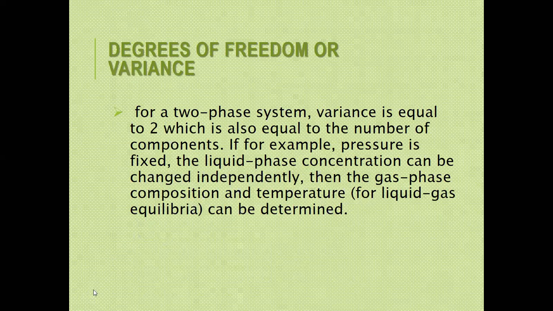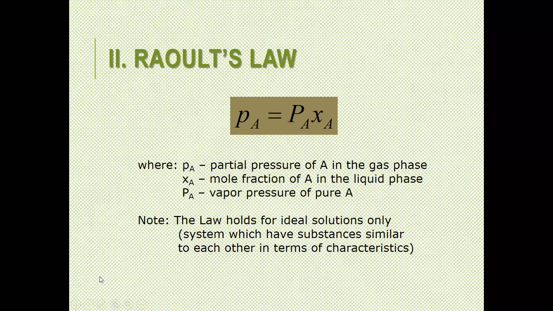Now, the second thing that will establish equilibrium, our basis for equilibrium, is Raoult's law. According to this law, the partial pressure of a component gas is equal to the product of its pure vapor pressure times its mole fraction in the liquid phase. So A here is a component gas. Its partial pressure will be equal to the product of its pure vapor pressure, which can be taken from property diagrams or tables, and XA is the mole fraction of A in the liquid phase.